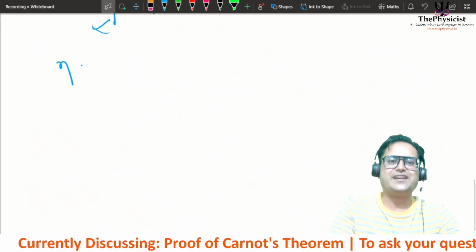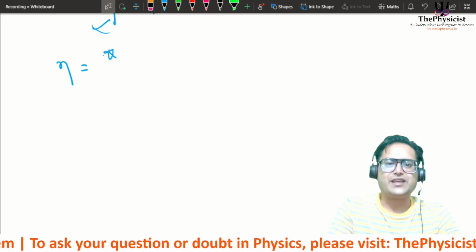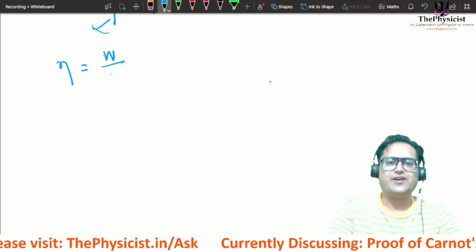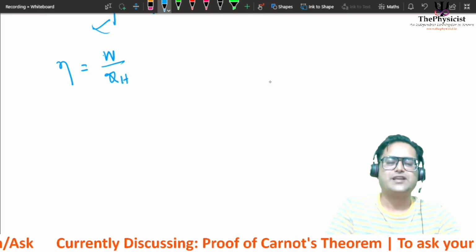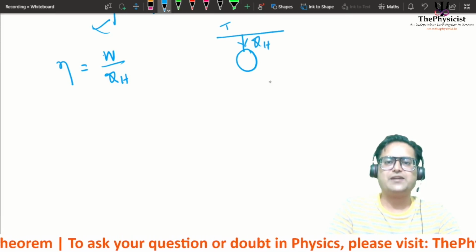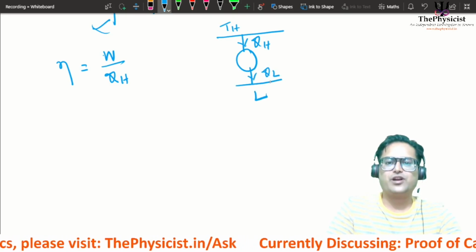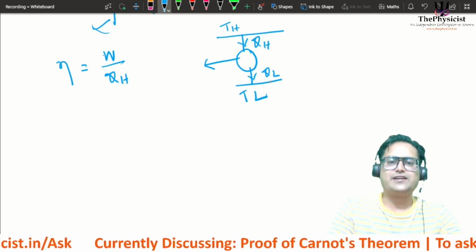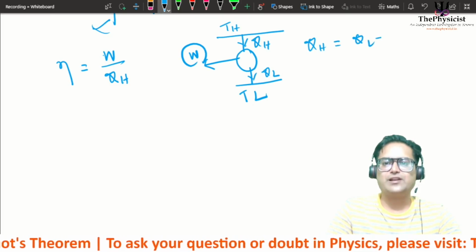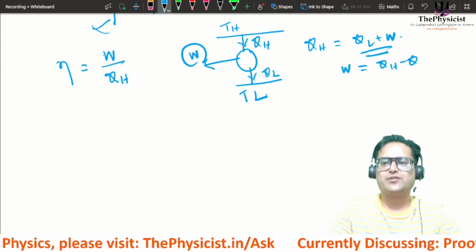So let's define efficiency once again. Efficiency of any heat engine is the work done divided by the heat supplied, QH. Yes. So basically a heat engine takes some heat QH from a high temperature body, rejects some heat, how much? QL, to a low temperature body, TL, and in the meanwhile it extracts some work, so that QH is equal to QL plus W. Yes. Or you can say that W equals QH minus QL.